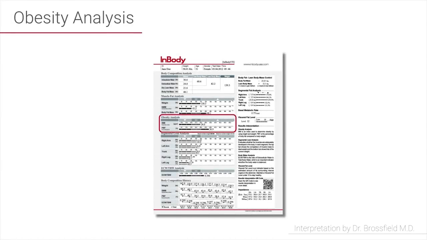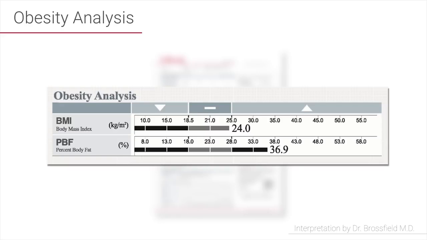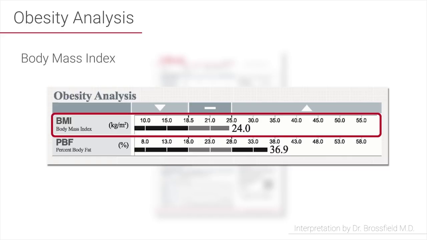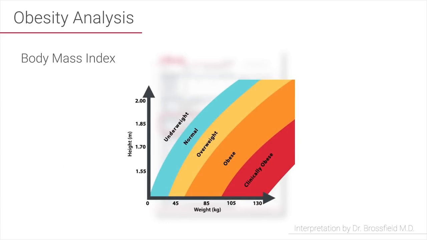The next section of the results sheet is the obesity analysis section. This section includes your BMI, which is your body mass index, and your percent body fat, your PBF. Body mass index is used by a lot of government agencies to assess risk. We know of this sort of as a calculation of normal weight, overweight, or obesity. And the problem with the BMI is that it's limited to just looking at your weight and your height, and it doesn't take into account what you're made of.